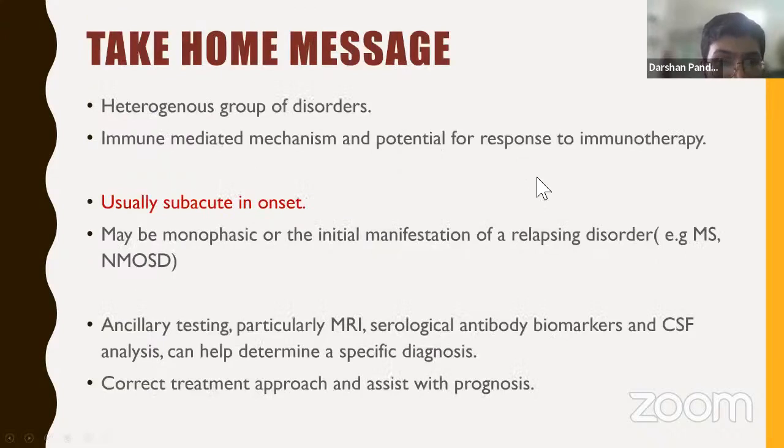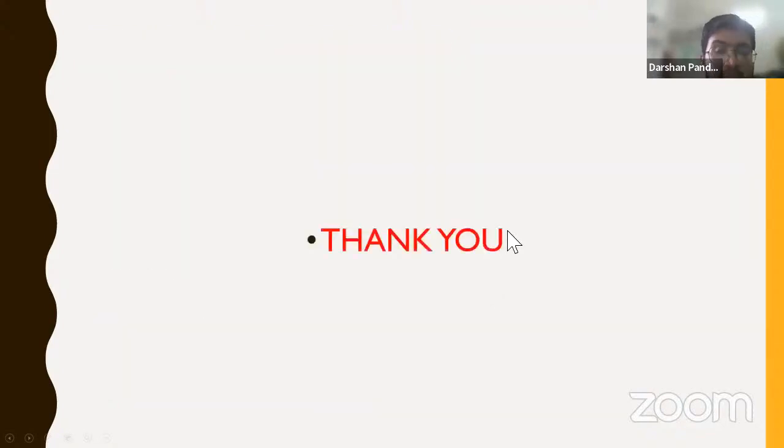So these are a heterogeneous group of disorders. Immune-mediated mechanism and potential for response to immunotherapy is there. Usually subacute in onset. These may be monophasic initially, or the initial manifestation of a relapsing disorder, like MS or NMO. Ancillary testing, particularly MRI, serological antibody markers, and CSF analysis, can help determine a specific diagnosis and correct treatment approach and assist with prognosis. Thank you.